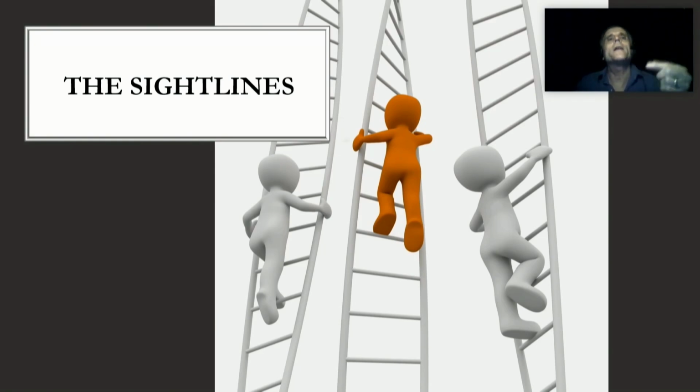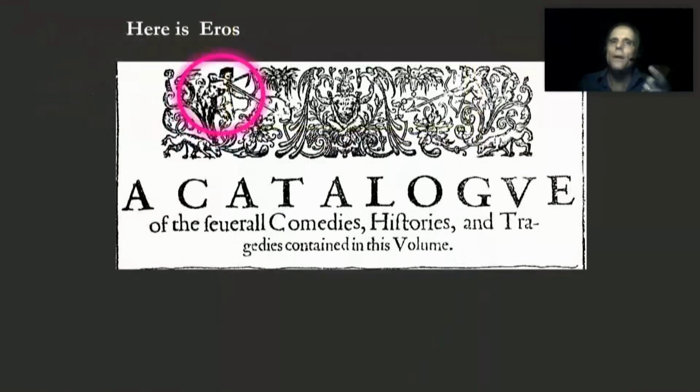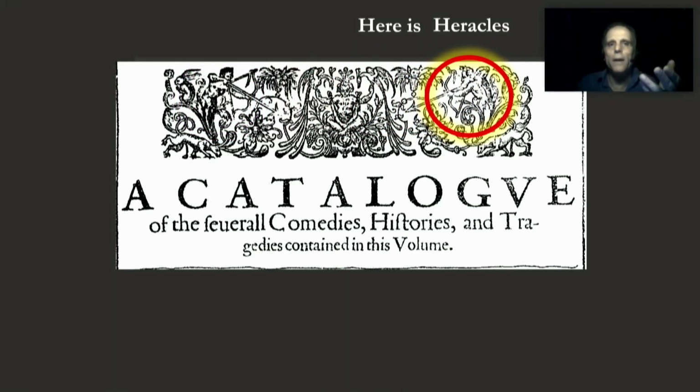I believe they are necessary in understanding the authorship issue. The headpiece ornament and title are important in finding clues. Drawing lines from the figures inside it shows us the way. Here is Eros on the left. Here is Heracles on the right. Juno is in the middle.